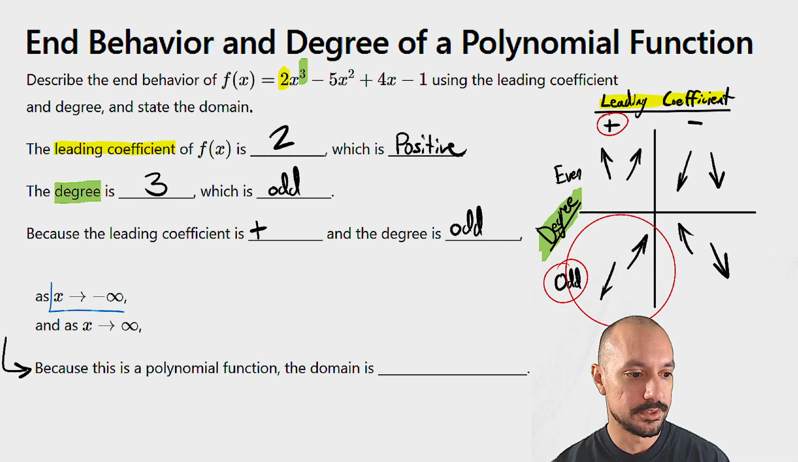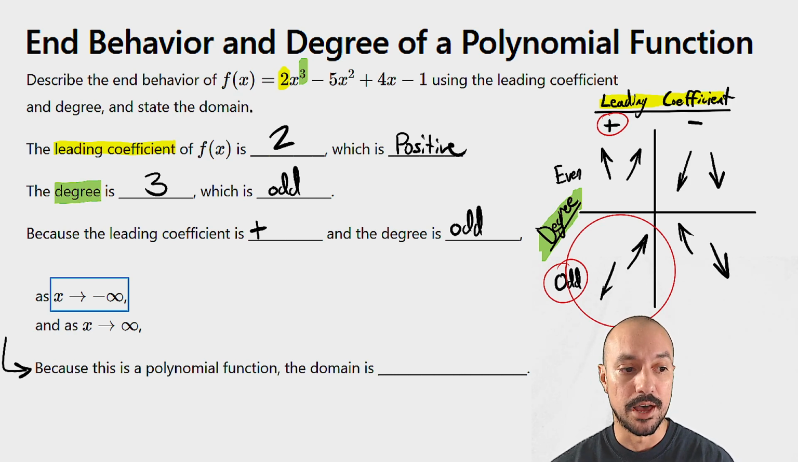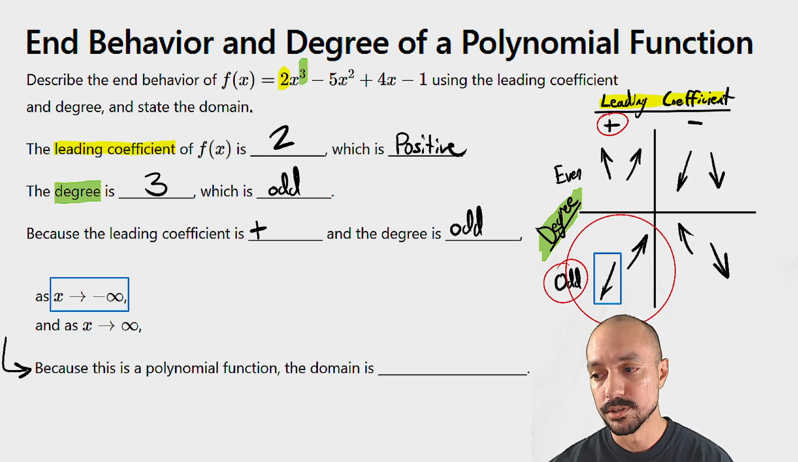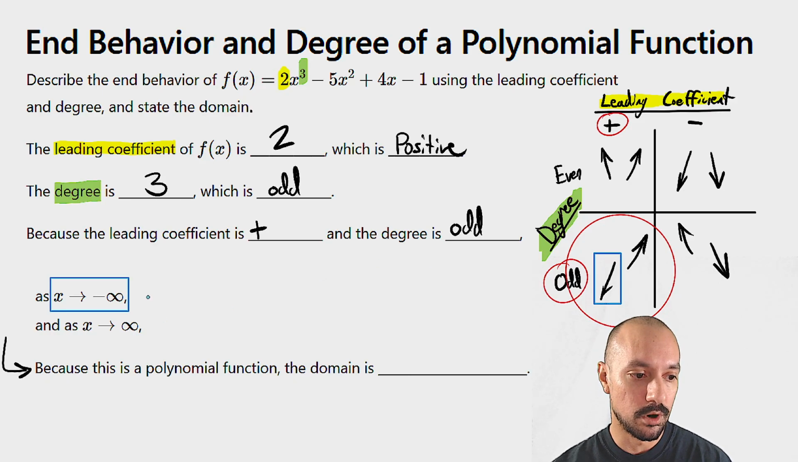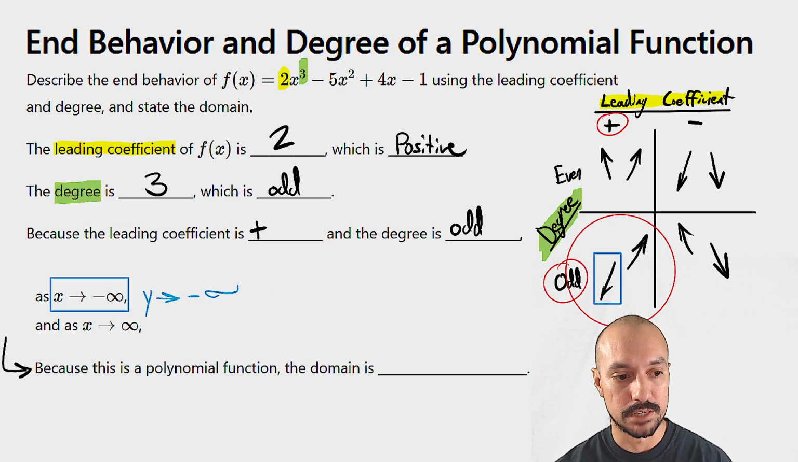This first symbol here is saying as x approaches negative infinity. Negative infinity is on the left side of the graph. So what they're saying is, what's happening on the left side of the graph when we graph this polynomial. That is referring to this piece of the chart here. Notice how it's going downwards. What we want to do is record what's happening to the y value. So as x goes to the left, y is going down. In other words, I could say y is going to negative infinity.